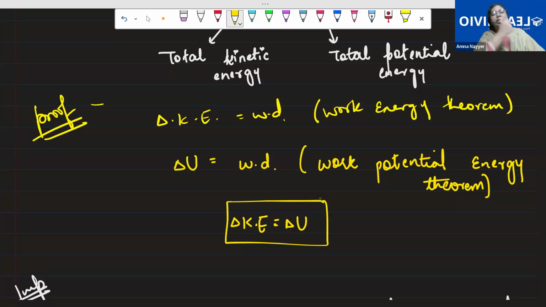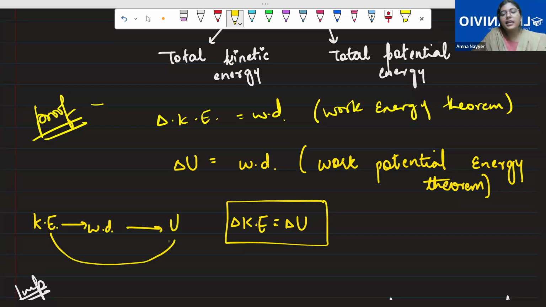This is not a derivation. It's just that, see, how can we say that kinetic energy is getting converted to potential? The reason is that kinetic energy can be converted into work done, which can be converted into potential. So we can say kinetic energy can be converted into the form of potential.